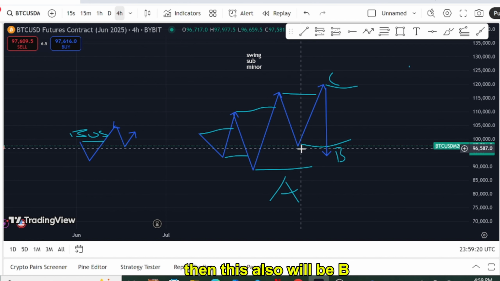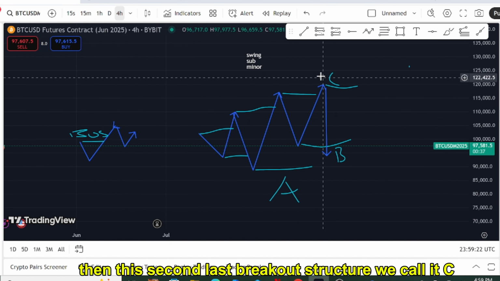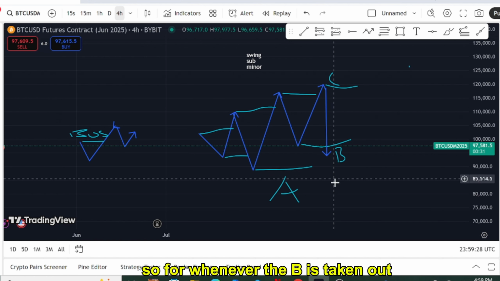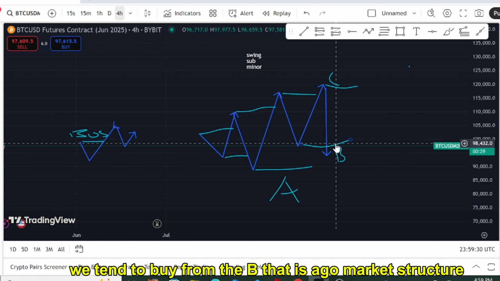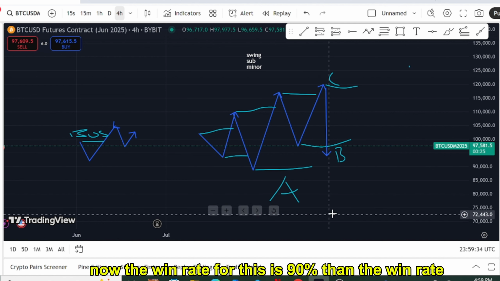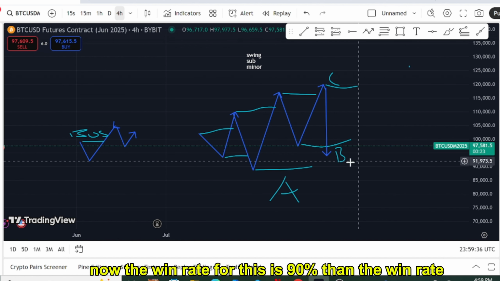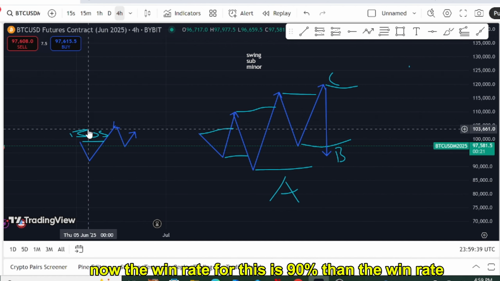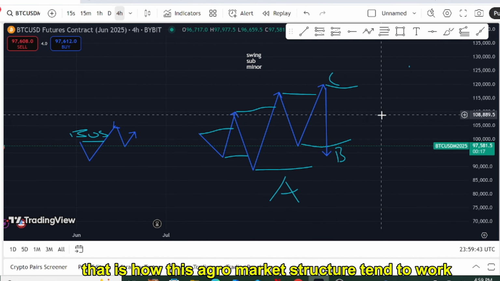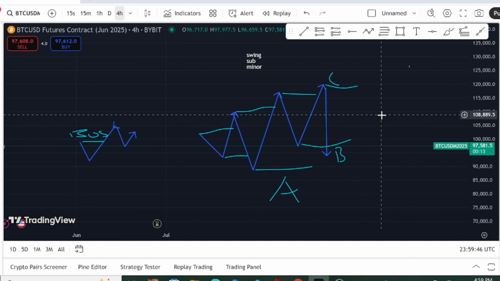Then this also will be B. Then this second last break of structure, we call it C. So whenever the B is taken out, we buy from the B. That is algo market structure. Now the win rate for this is 90% compared to the win rate for this first one, which I showed you guys. That is how this algo market structure tends to work.